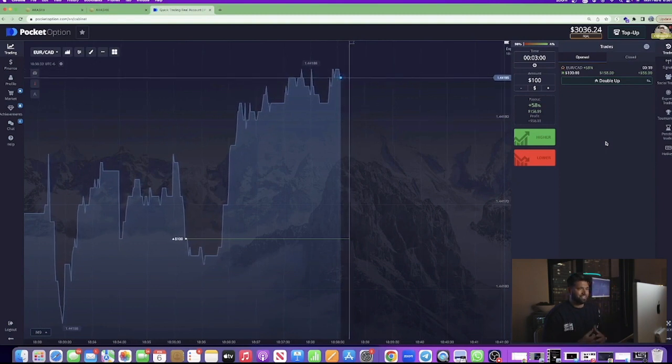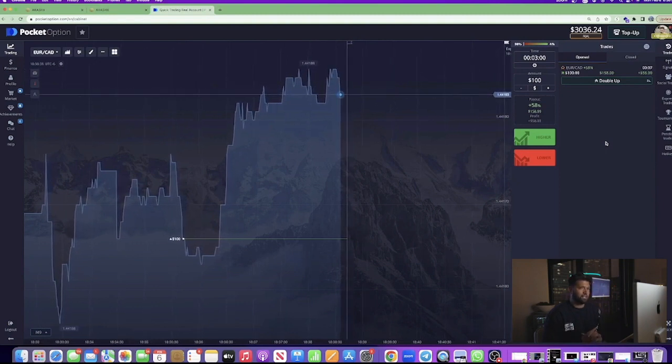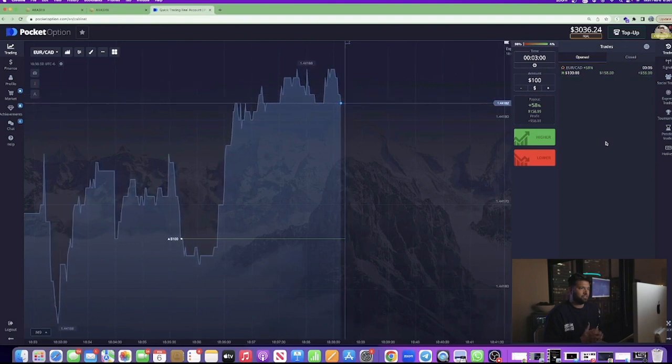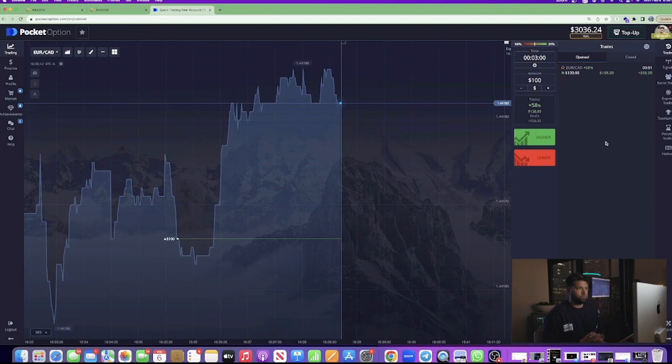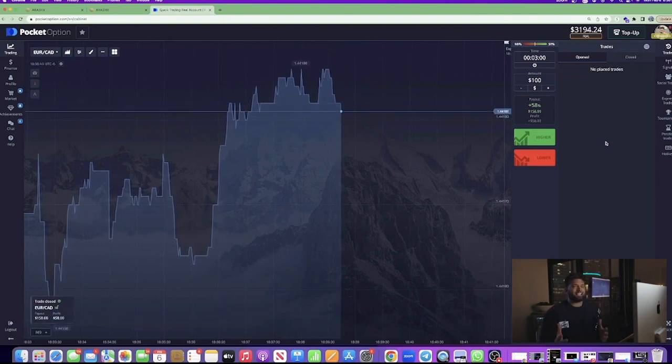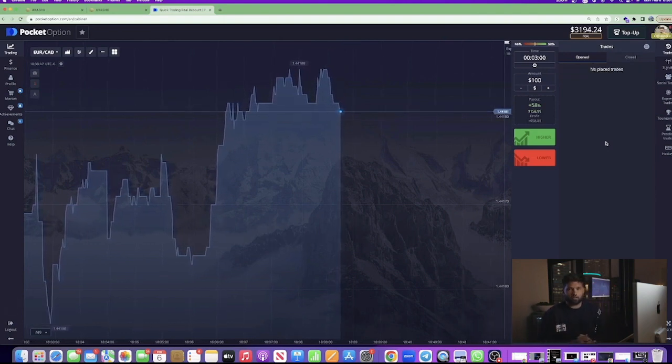We got 10 seconds, 9, 8, 7, 5, 4, 3, 2, 1. That is exactly how the Pulse scanner works.